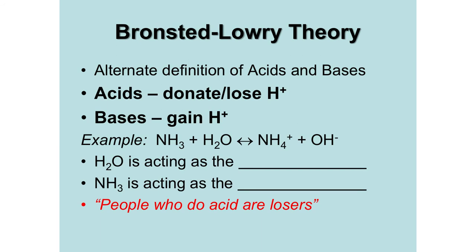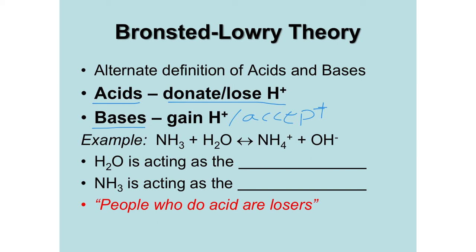All right, on this slide, we have another definition of acids and bases. This is the Bronsted-Lowry definition. The Regents exam won't ever use the term Bronsted-Lowry. They'll just talk about an alternate definition of acids and bases. So in this definition, which is a little bit more broad than the Arrhenius one, this allows a few more things to be classified as either an acid or a base. Acids are classified as things that donate or lose H plus. Bases are classified as things that gain or accept H plus.